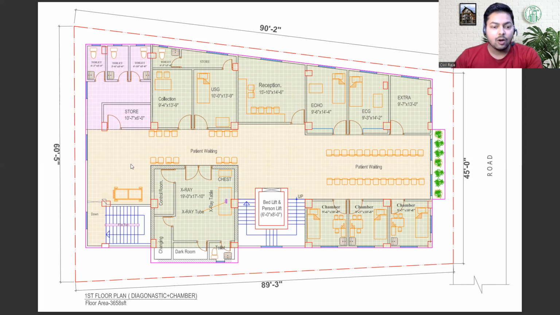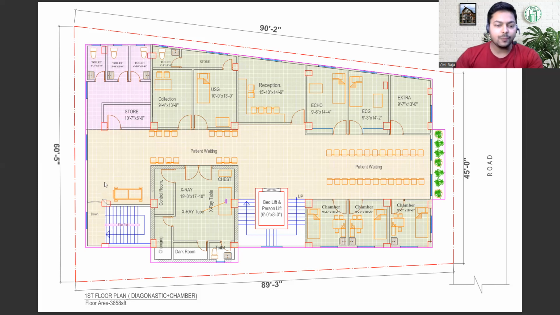Now we can see on this side we have this x-ray room which has the charging room and the control room included in it. We also have the dark room and the toilet attached to this one. Then we have the x-ray table, and over here we have this chest placed over here. Okay, now we have this area which is taking us down to the ground floor through this staircase.